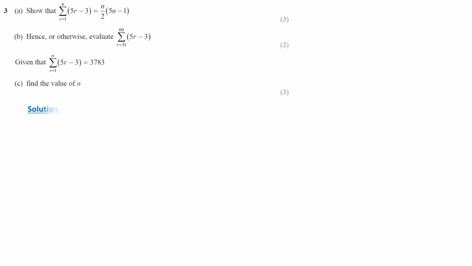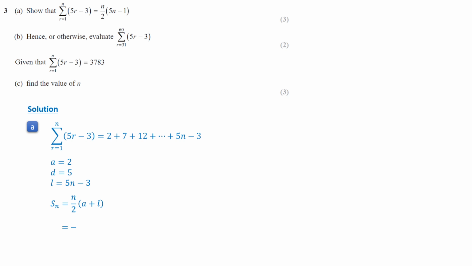In this question, the given summation is the same as 2 plus 7 plus 12 up to 5n minus 3. This forms an arithmetic sequence where the first term is 2, the common difference is 5, and the last term is 5n minus 3. The formula for the sum of the first n terms is n over 2 times first term plus last term. Substituting the first term 2 and the last term 5n minus 3 into the formula, we get n over 2 times 5n minus 1.